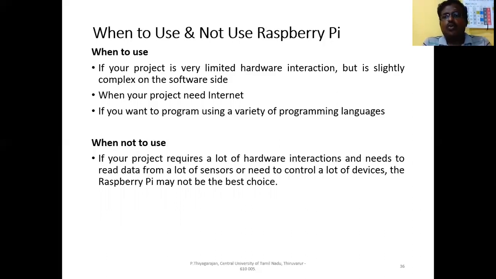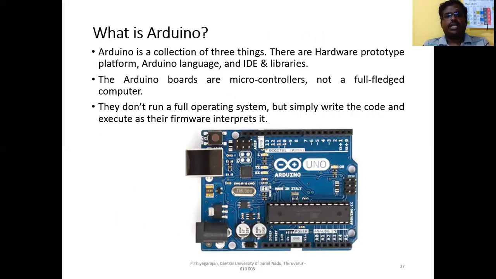We have seen what applications we can use a Raspberry Pi for. Similarly, we should know for what kind of IoT projects we will not use a Raspberry Pi. If your project requires a lot of hardware instruction, then Raspberry Pi is not for you. So for the past 5 minutes, we have been discussing Raspberry Pi: what it is, its pros and cons, when to use it and when not to use it. Next, we're going to see what an Arduino platform is.